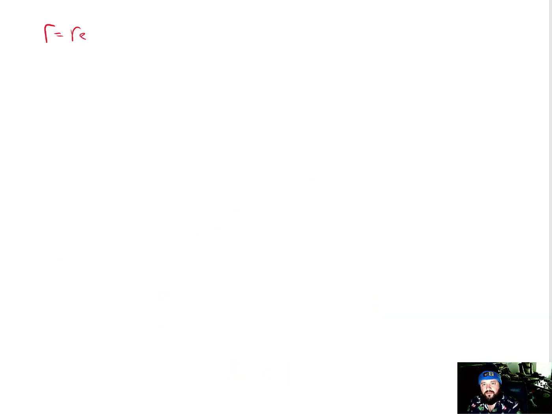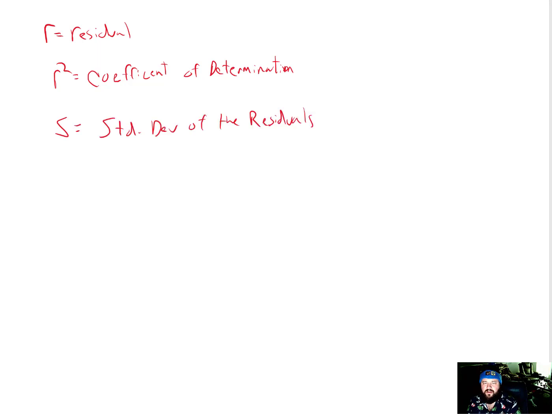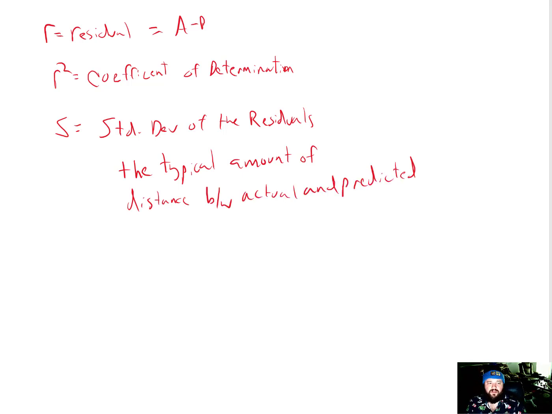R is our residual. Okay, r squared is our coefficient of determination. The S that we saw is our standard deviation of the residual. Now, standard deviation of the residuals tells us the typical amount of distance between the actual and predicted. So in other words, this residual, which equals actual minus predicted, the S is the typical amount of distance between actual and predicted. So those are the three things you need to take away from this.